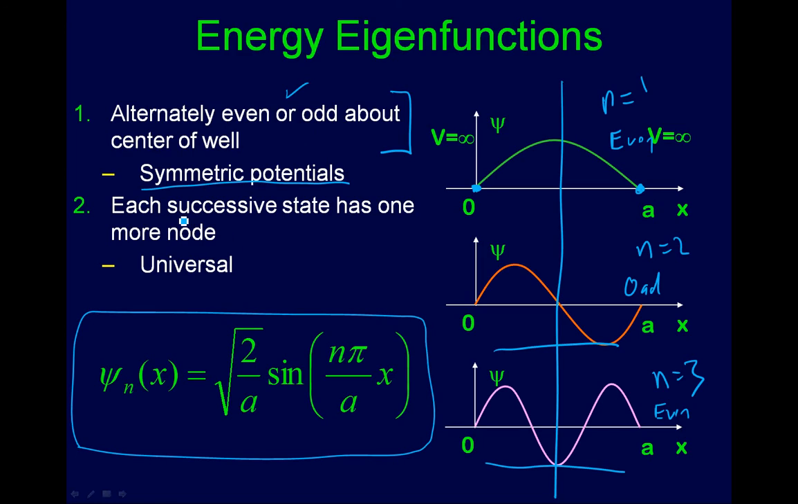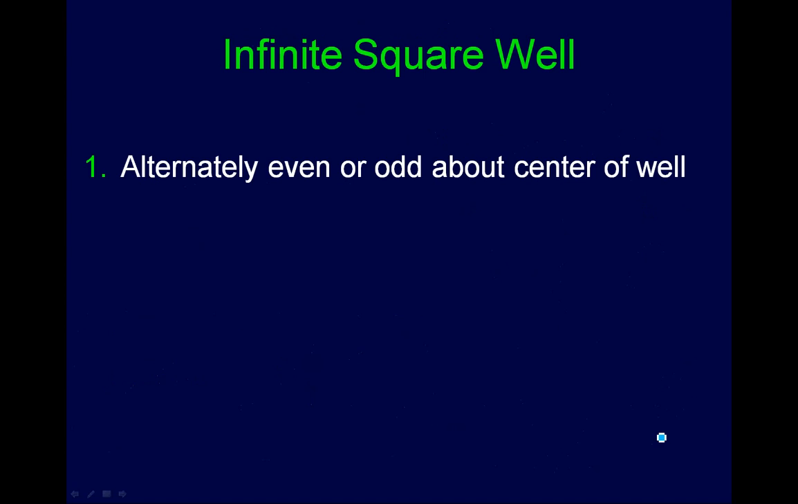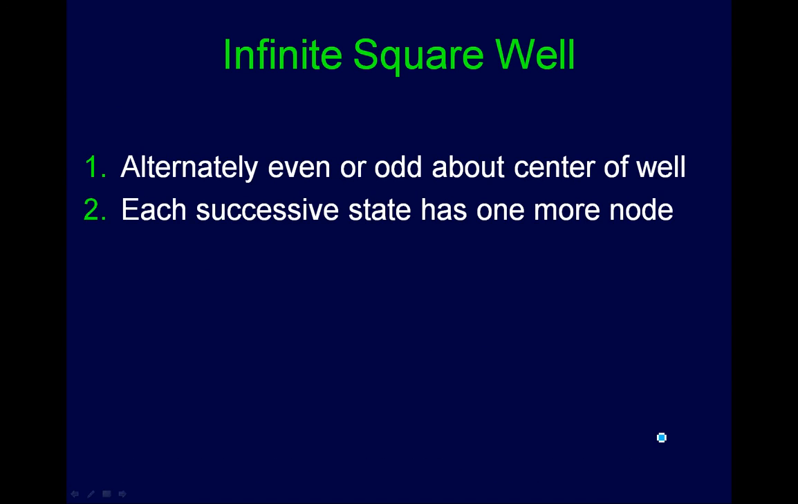The other thing is each successive state has one more node. So we start with 2 nodes, then we have 3 nodes, then we have 4, and each successive state will have more nodes. And this will be a universal aspect of these energy eigenfunctions for bound states. So, alternately even or odd about the center of the well, and each successive state has one more node.